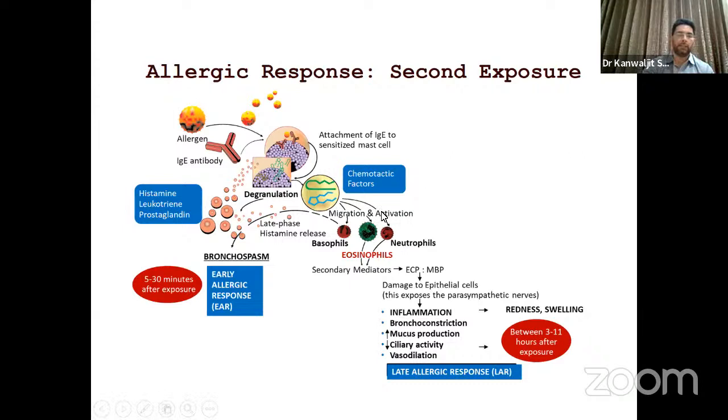Early allergic response happens within 5 to 10 minutes after the exposure to the allergen, which happens due to the release of histamine by the mast cells, and later migration and activation of neutrophils and eosinophils happens, which leads to the release of secondary mediators, and later it leads to inflammation, bronchoconstriction, increased mucus production, decreased ciliary activity, and vasodilation. So this late response happens between 3 to 11 hours after the exposure.